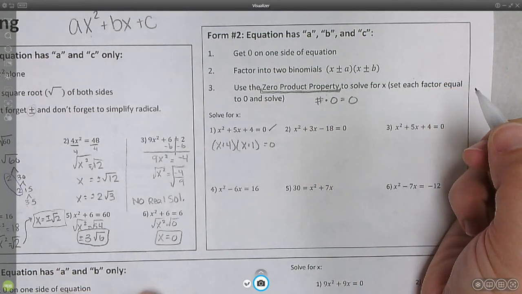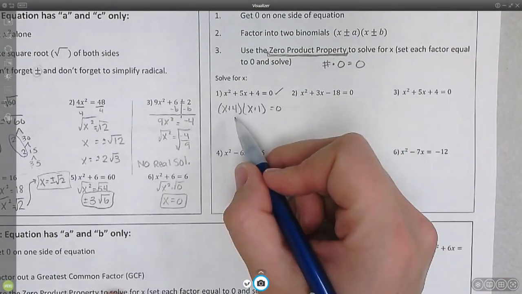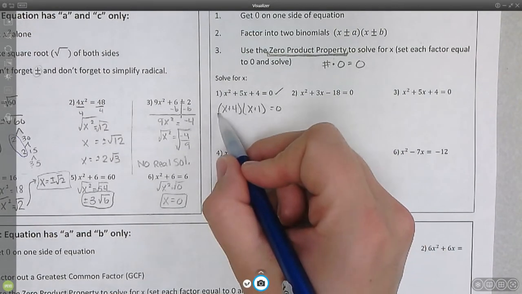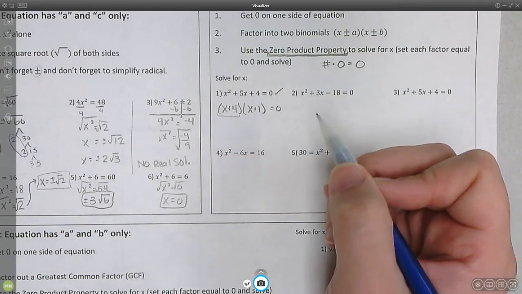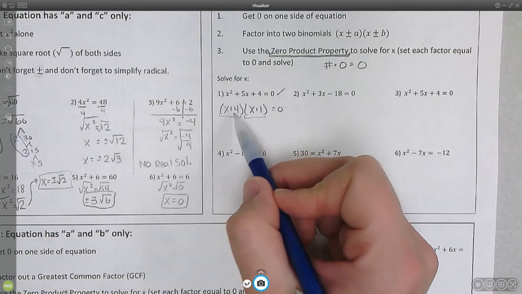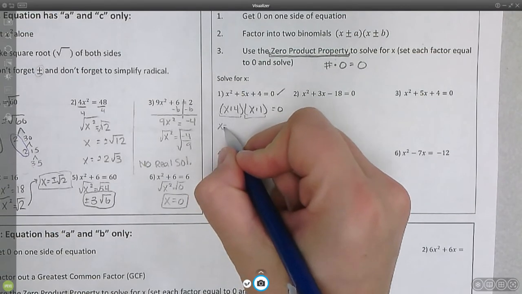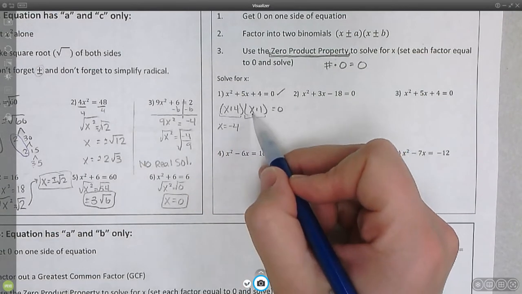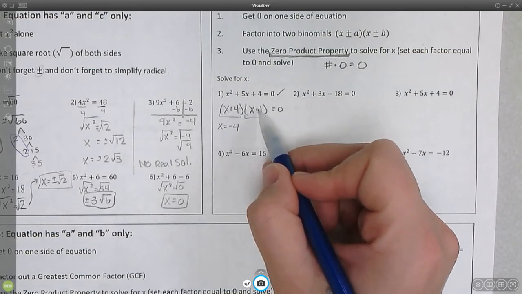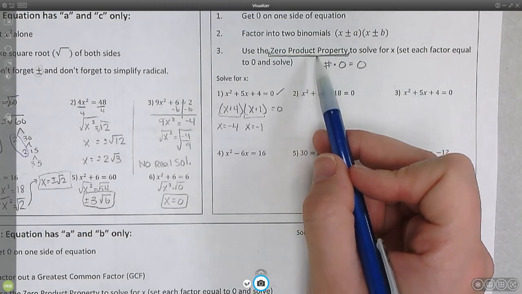Well, you get 0. So when I'm looking at these two sets of parentheses, remember, I'm just taking two factors and multiplying them to get 0. So that means this factor has to be 0 or this factor has to be 0. So to make this factor 0, what can I put in for x? Well, you can put in a -4. So x equals -4. And then what if this one is 0? What do I put in for x to make this 0? Well, you put in a -1. So that's what the zero product property means.